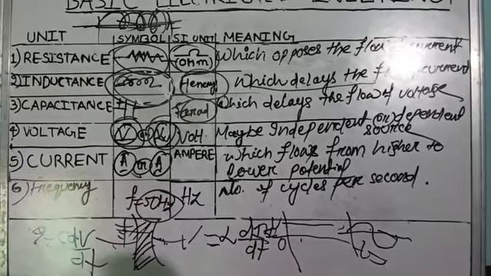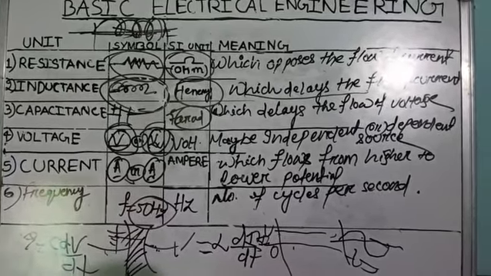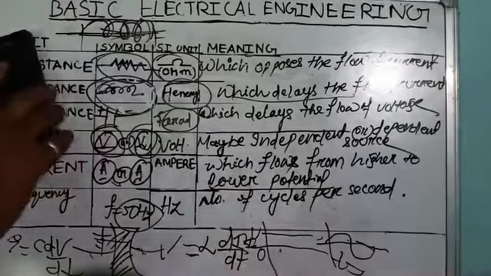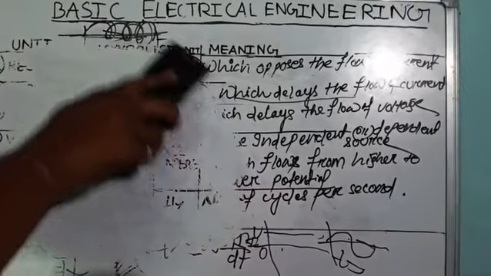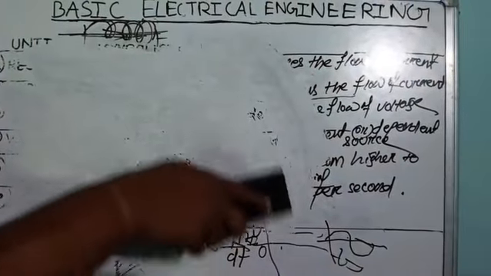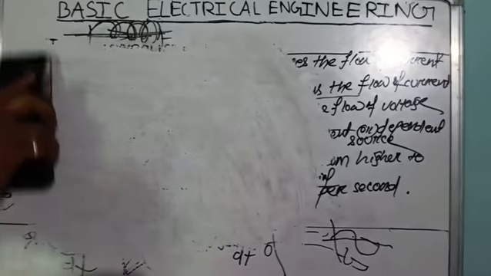current always flows from the higher terminal to the lower terminal. Like water flows from a higher level to a lower level, similarly current flows from the higher terminal to the lower terminal.